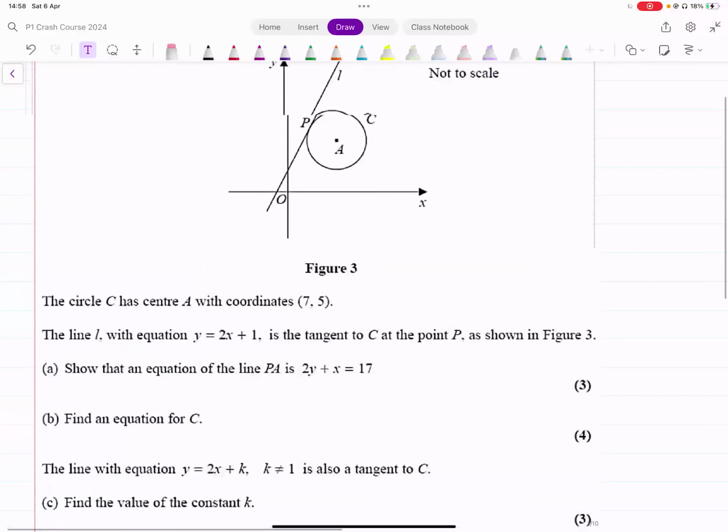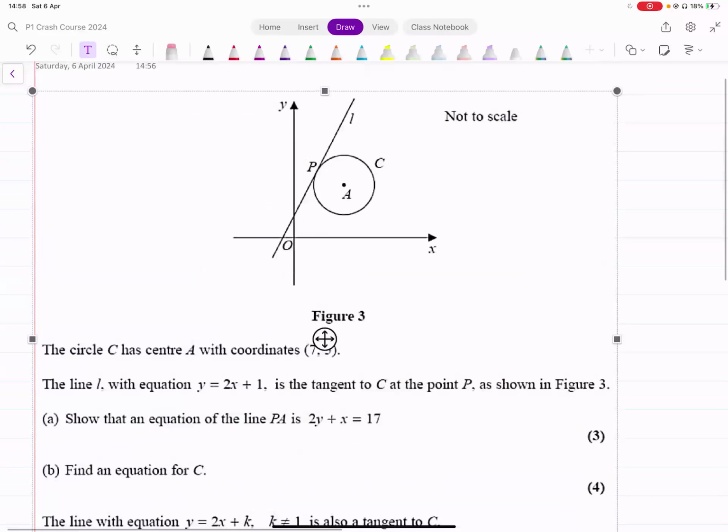Let's start with this. It says the circle C has center A with coordinates 7, 5. So we have the circle. This circle is named C. The center of the circle is at the point A.